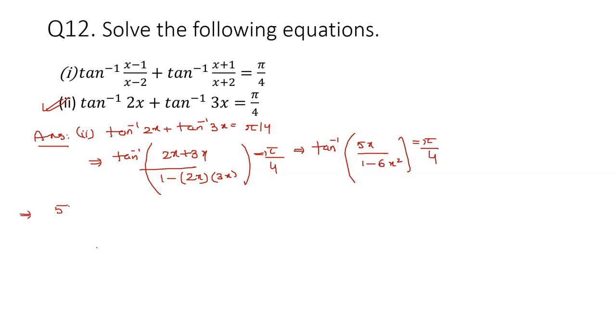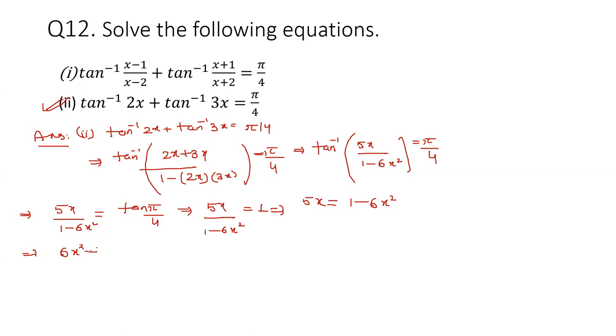So this we will get 5x by 1 minus 6x squared is equal to tan 5/4, which is 1. So this will become 5x equals 1 minus 6x squared. Shift all the terms to the LHS, so 6x squared plus 5x minus 1 is equal to 0. So this we will get 6x squared plus 6x minus x minus 1 is equal to 0.